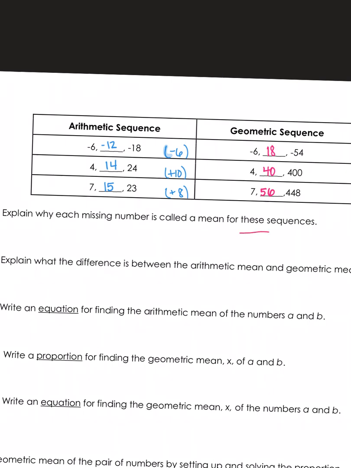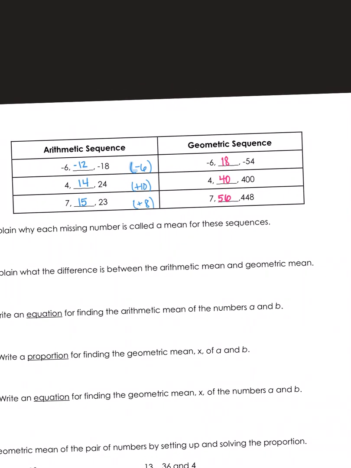If we take a look at these geometric sequences, maybe you figured this out, maybe you didn't, that's okay. Hopefully you gave it a shot. But in a geometric sequence, remember, we are multiplying by a common ratio. So what do we multiply -6 by? And then that number in the middle, called the geometric mean, by the same number to get -54.